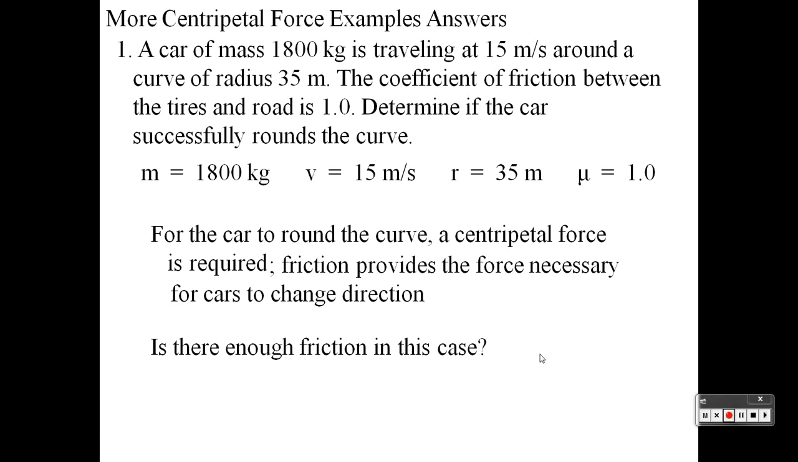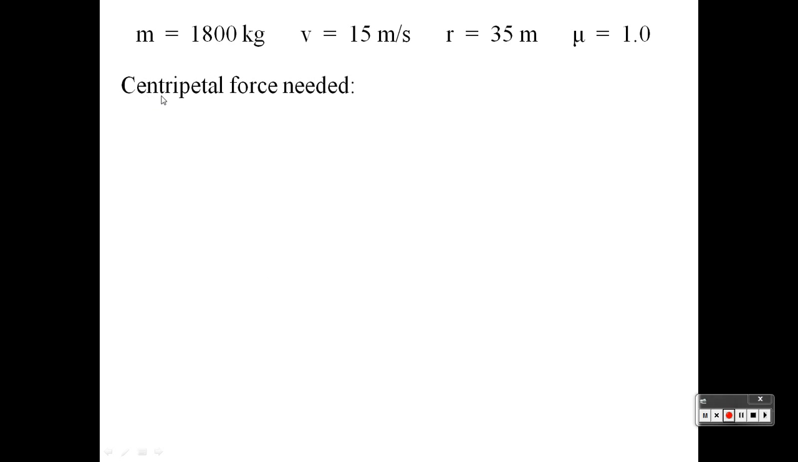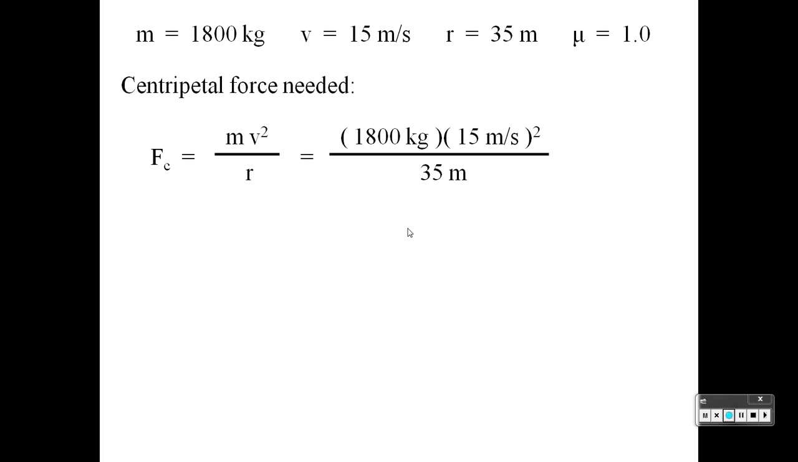Well, first, let's find the centripetal force needed to get around the curve. Given this data, from our two choices for centripetal force formula, let's use this one, mv squared over r. We'll plug in our data and get our calculators. So pause this at this time and get an answer on your calculator. Hopefully your calculator said 11,571 newtons. That's the amount of centripetal force the car needs.